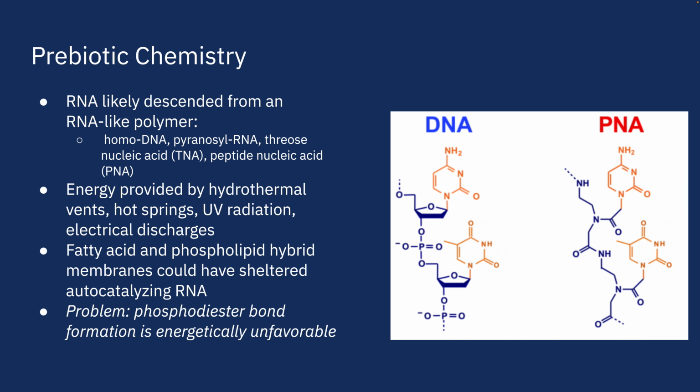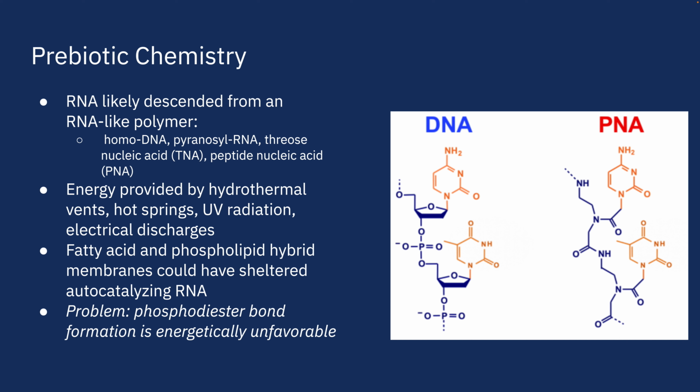So RNA would have existed as a monomer at first. It probably didn't exist even as RNA, but rather an RNA-like polymer. We have lots of examples that have been created. I have just included a few of them here on the screen for you. How they would have actually condensed to form longer chains of RNA molecules, they would have needed some sort of form of energy. So it's likely that hydrothermal vents, hot springs, UV radiation, all of these are potential sources.